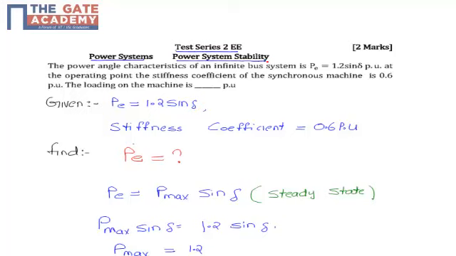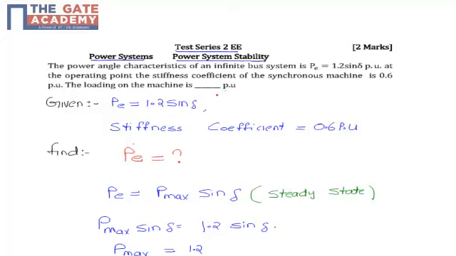At the operating point, the stiffness coefficient of the synchronous machine is given as 0.6 per unit. We have to find the value of loading on the machine in per unit value, that is PE in per unit.